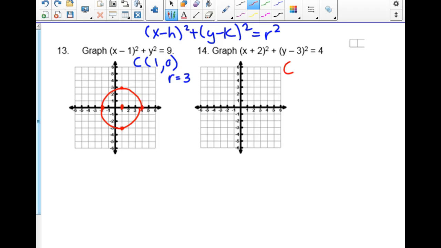This one would have a center at negative 2, 3, and a radius of 2. So left 2, up 3. Then right 2, left 2, up 2, down 2 from your center. Okay, you were actually supposed to be just checking these, not doing them now, but here we go.